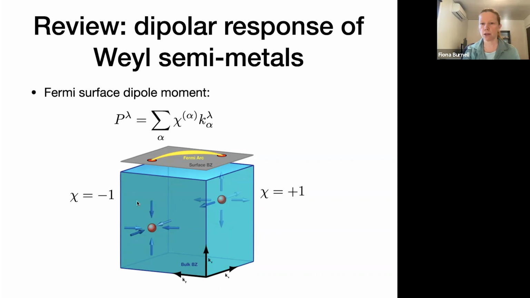Okay, and so these arrows going in indicate that this node has negative chirality, meaning it's a sink of Berry curvature. These arrows going out indicate that this Weyl point is a source of Berry curvature and it has positive chirality. Okay, and it's a fact that in a 3D system on a lattice, you can never have a net chirality. So these always have to come in pairs, positive chirality and negative chirality.